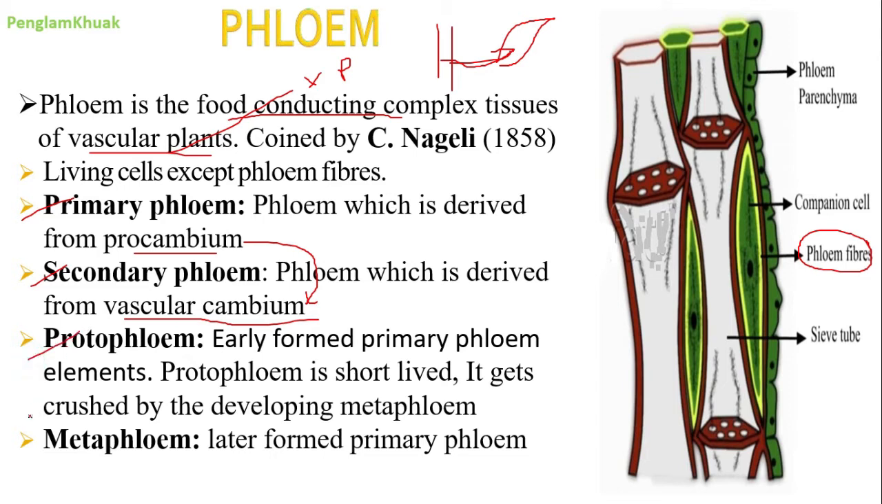Another term is proto-phloem and meta-phloem. Proto-phloem is the early form of primary phloem, and its lifespan is very short. After some time it will get crushed, it will be destroyed, and after that it will form meta-phloem. Meta-phloem means the later form of primary phloem. It is the phloem formed when the proto-phloem gets crushed, and it is called meta-phloem.